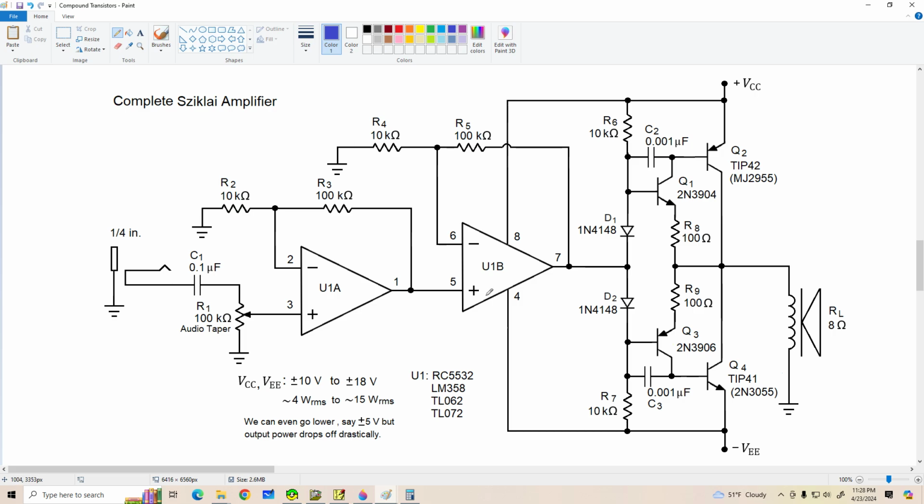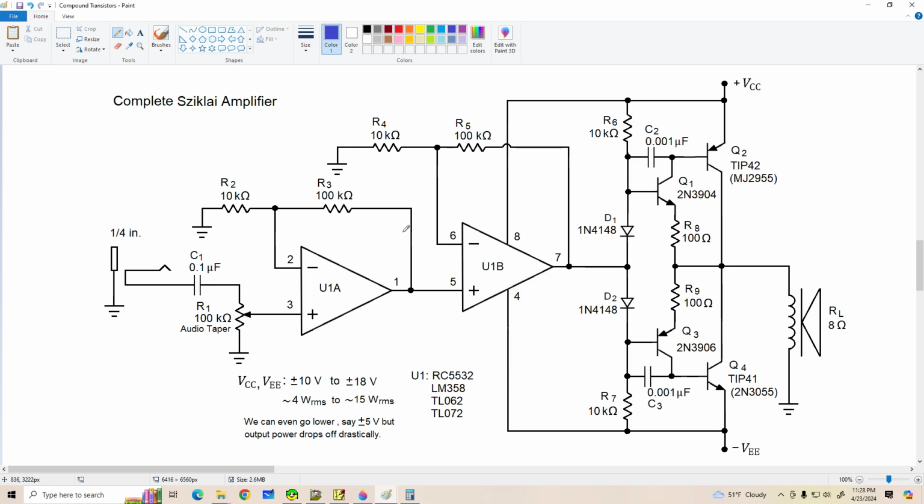Now, over here to the left, I've used a dual op amp as the driver for this output stage. A number of different op amps are listed. You could use any of these. The LM358 is probably the least high performance of all of them, but it's also the least likely to cause oscillation too, so it's not really a bad choice.